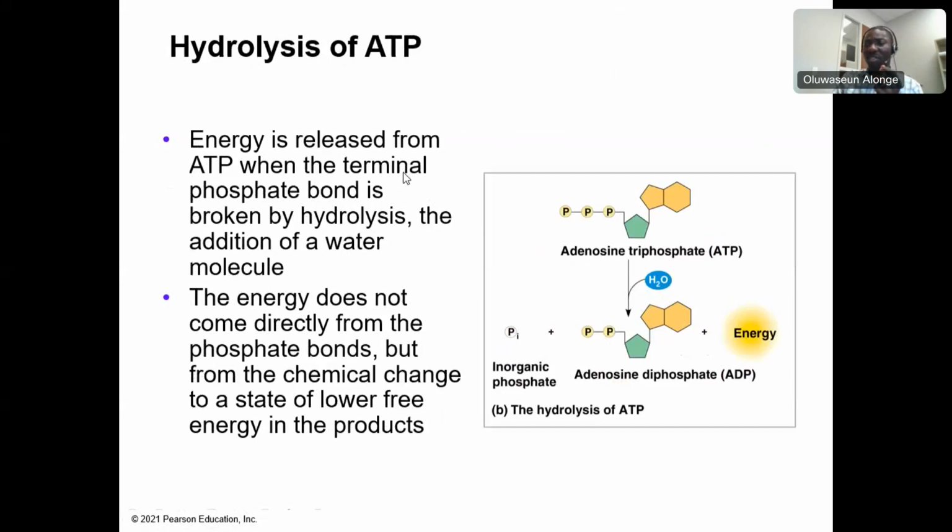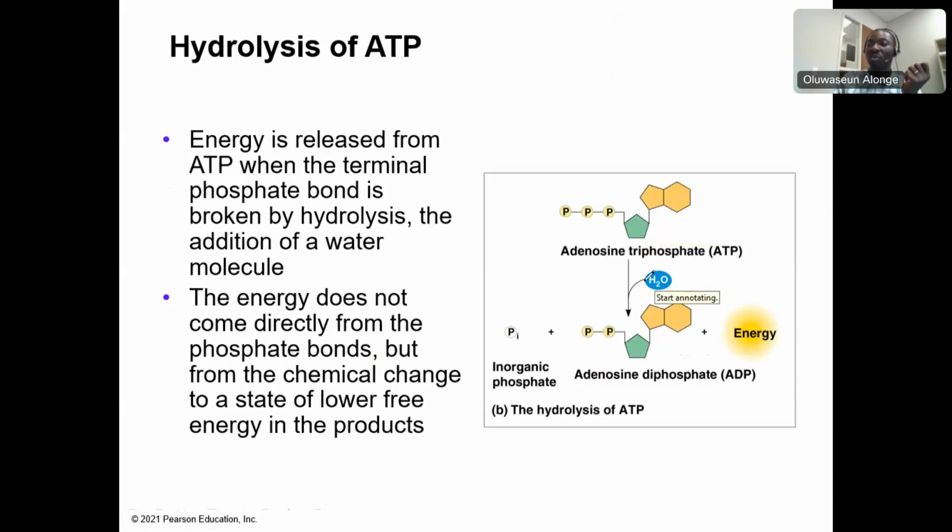Now, hydrolysis of ATP simply means breaking down of ATP. Hydrolysis means addition of water to break down the bond. So when you have ATP, if you look at this ATP, for instance, now, like I told you, there are 3 phosphates attached to a sugar molecule and adenine, which is a nitrogenous base.